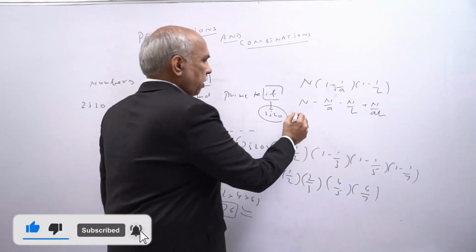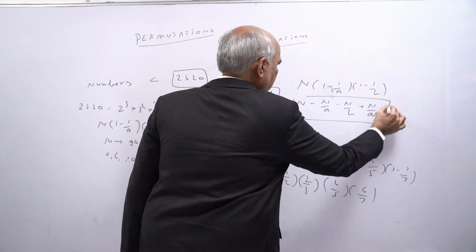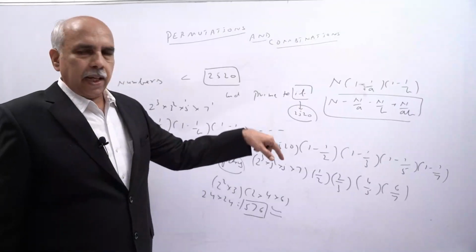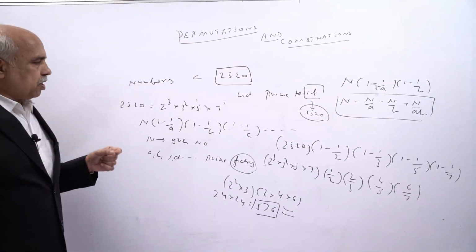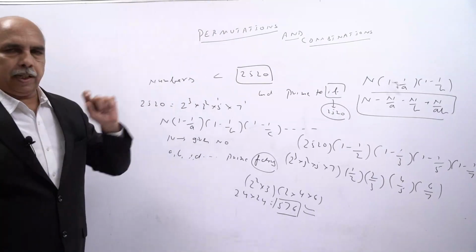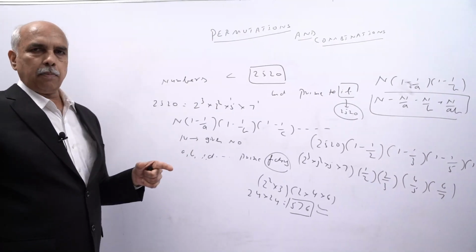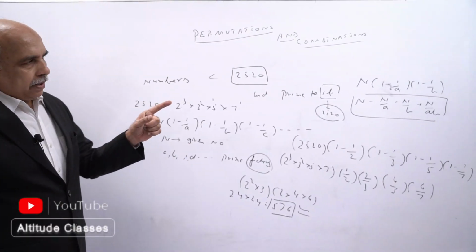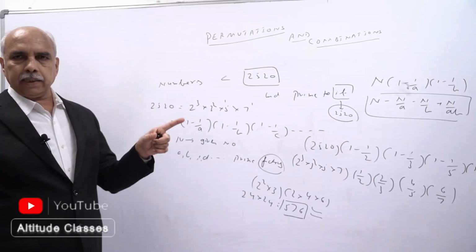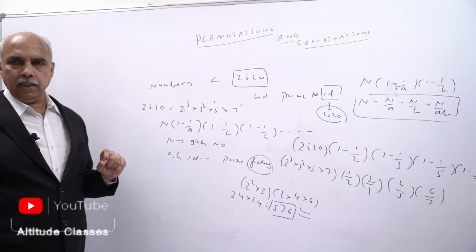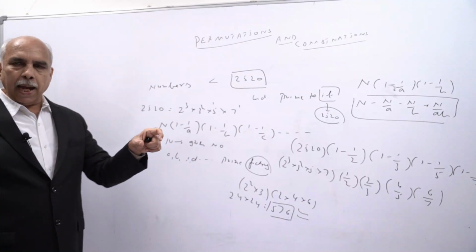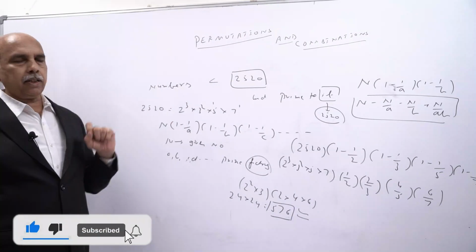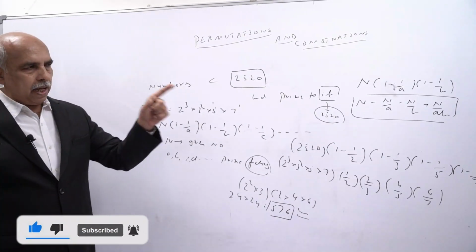If I try to analyze this, what is n, the given number, minus n by a? All the numbers which are multiples of 2, I am trying to eliminate. Because n is a number and a is a prime number, we'll get all the numbers which are multiples of 2. Then multiples of 3. That means I am subtracting multiples of 2 and multiples of 3. And I need to add the common numbers. The numbers which are multiples of 2 and 3 are getting subtracted 2 times. So to compensate that, I am adding it.